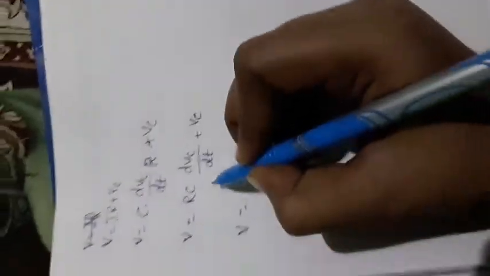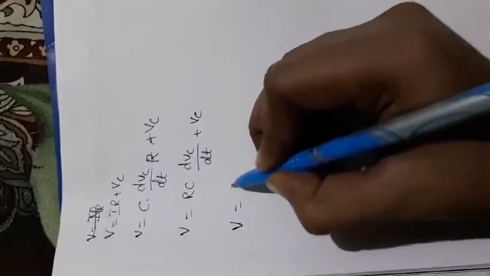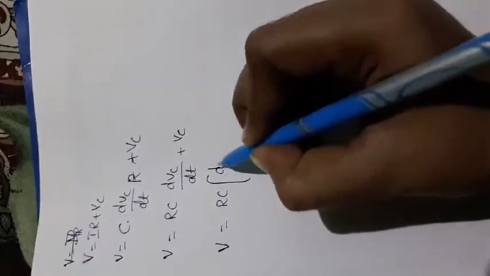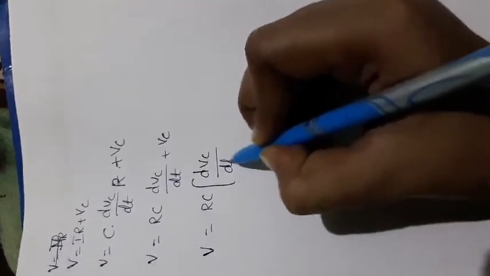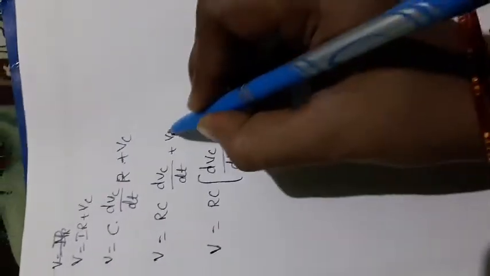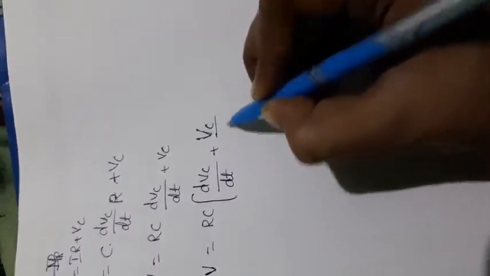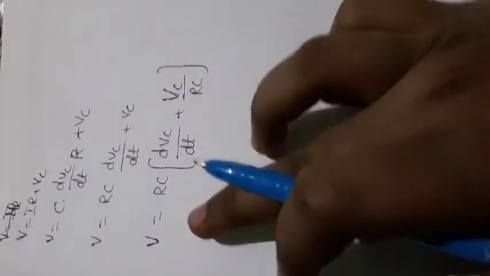Okay, so V is equal to, I take RC as a common term between these two terms, then we get dVC/dt plus, here we don't have RC, right, so divide that value. So we get VC/RC. Then we will get the final equation for this.